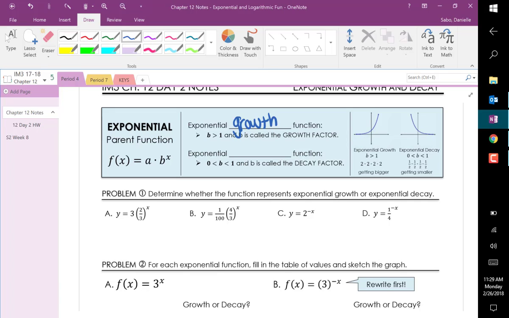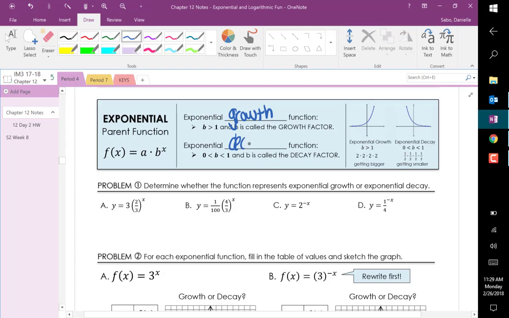Okay, then we're going to have decay. And decay is when you're between 0 and 1. You can't have negatives for your base because you can't grow or decay negatively. Okay, that's why we can't have negative for the base. You can for A, but not for the base itself. Remember that the base is what's being raised to the exponent.